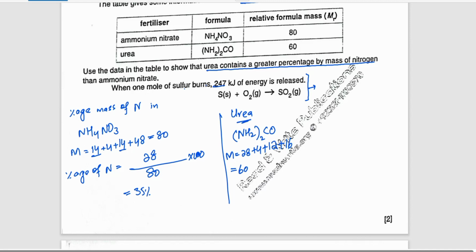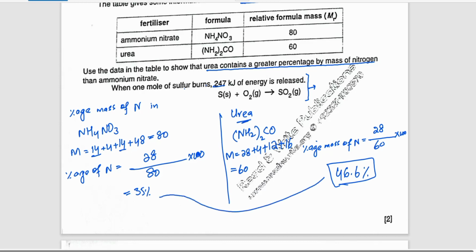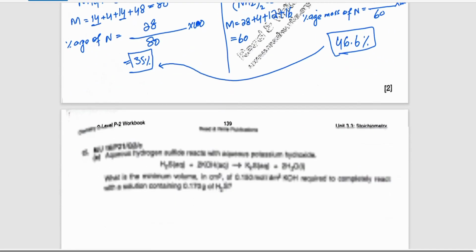So let's find out the percentage by mass of nitrogen. The mass of nitrogen for 2 atoms is 28, and the total mass of the compound is 60, multiplied by 100. So 28 divided by 60 multiplied by 100 becomes 46.6. So it's clear from here that the percentage of nitrogen in urea is greater than the percentage of nitrogen in ammonium nitrate.